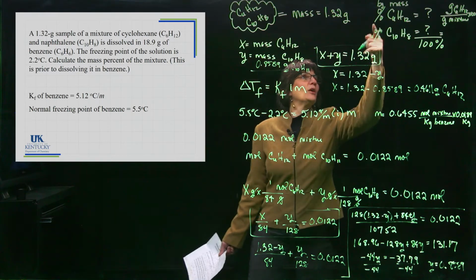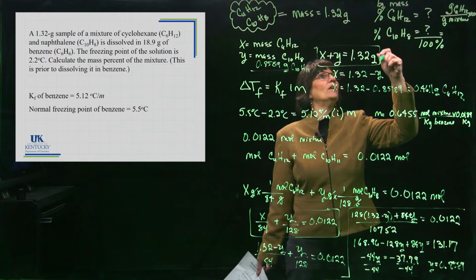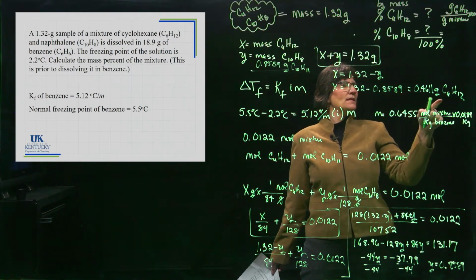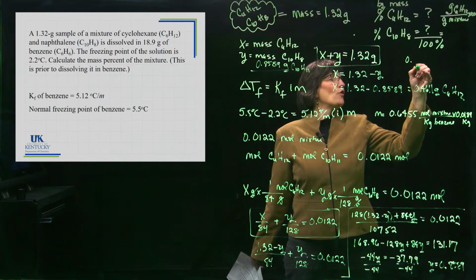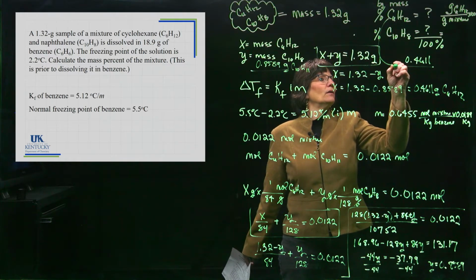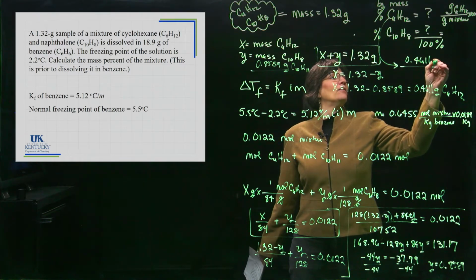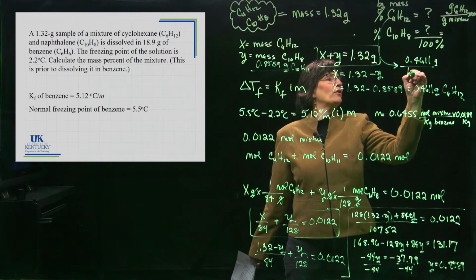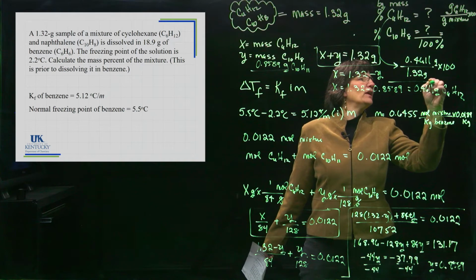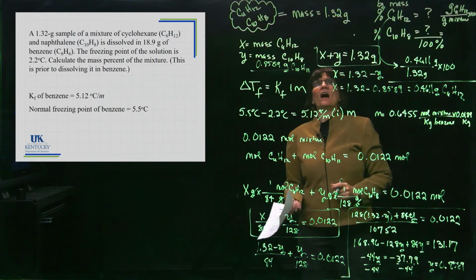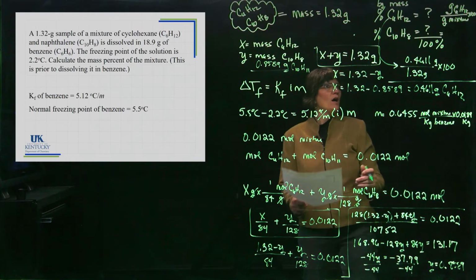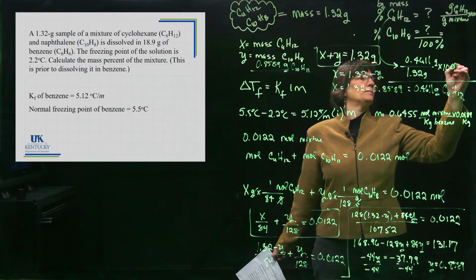This was the grams of C10H8. So let's just get one of these percents. Let's get the percent of the C6H12. It would be the grams of C6H12, which is 0.4611. So I'm doing this one right here, divided by the total grams, 1.32, times 100, and that will give me a percent of the C6H12. The percent of the C6H12 is 35%.